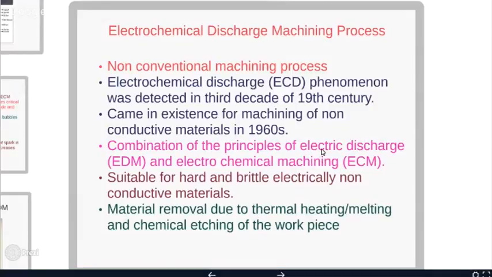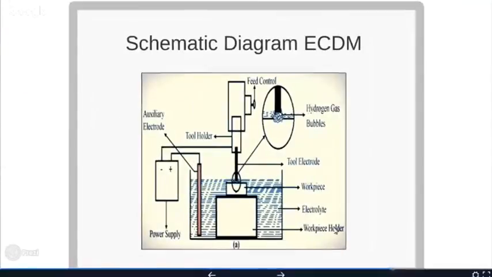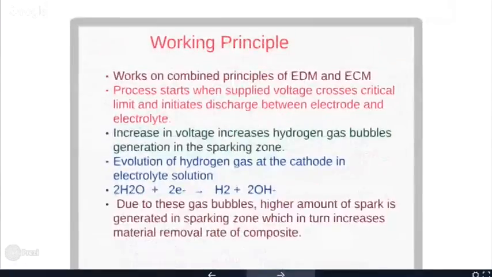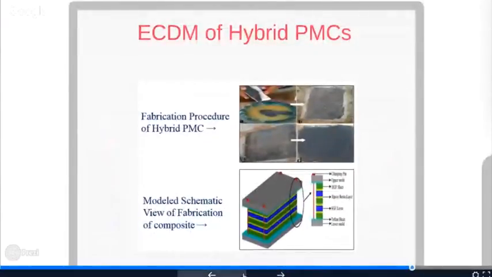So this is basically a combination of the EDM as well as the ECM process, suitable for hard and brittle, electrically non-conductive materials. Material removal occurs due to thermal heating, melting, and chemical etching of the workpiece. So this is the schematic diagram. I will show you the real diagram of this figure.